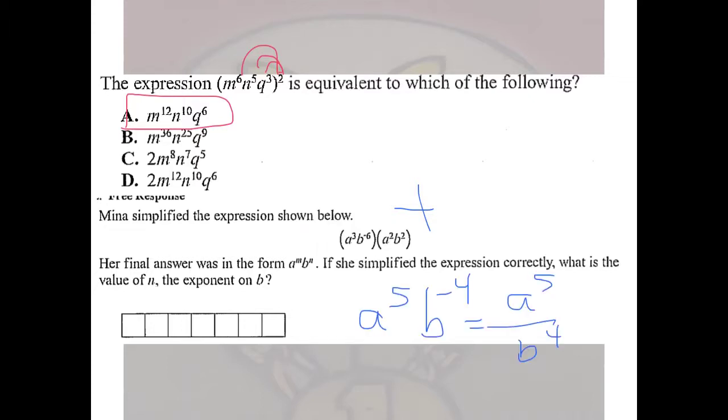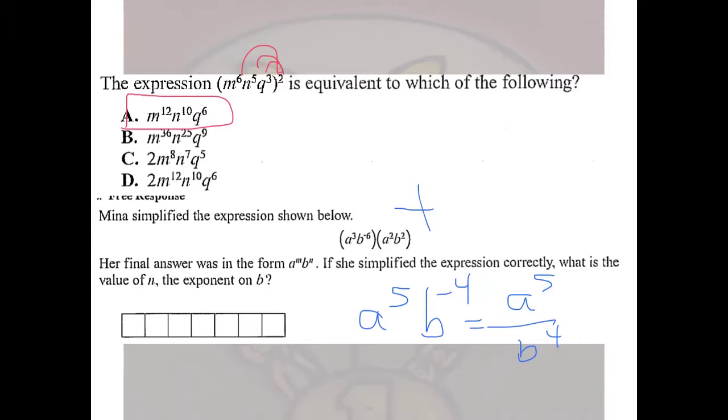Did you get this answer? The way it works is a to the third, a to the second. We're going to add like variables. 3 plus 2 is 5. Negative 6 plus 2, that is negative 4. But then what do we do? Negative exponents act like a warp zone. Send it down. So what we have is a to the 5th over b to the 4th.